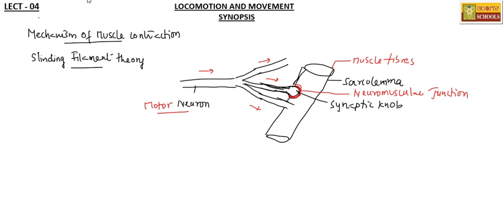This neuromuscular junction is also called the motor end plate. Now I will show you a three-dimensional picture of how this neuromuscular junction is present.